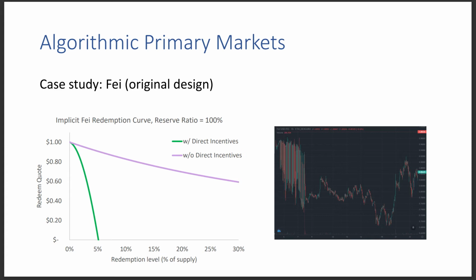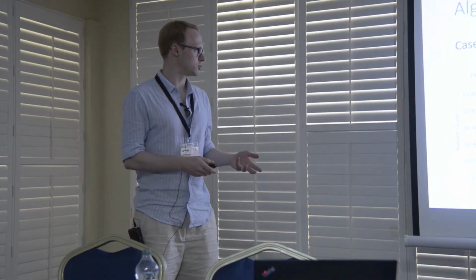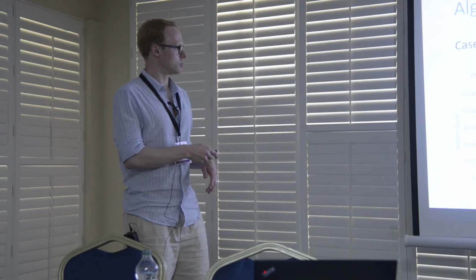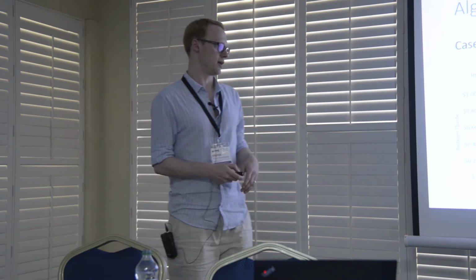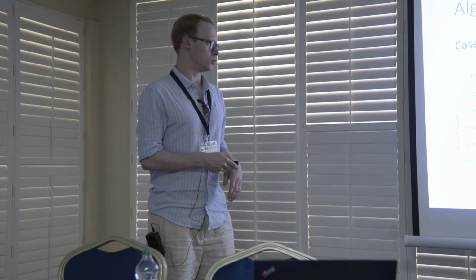One is the original design for Fei. The curve without direct incentives would look something like this, because this comes from a constant product market. But Fei introduced these direct incentives where traders are kind of quadratically punished for redeeming coins at times of high redemption, which means that the redemption curve actually looks like this, so very quickly collapsing, which may have been the contributing factor to this very unstable price at the launch of Fei.